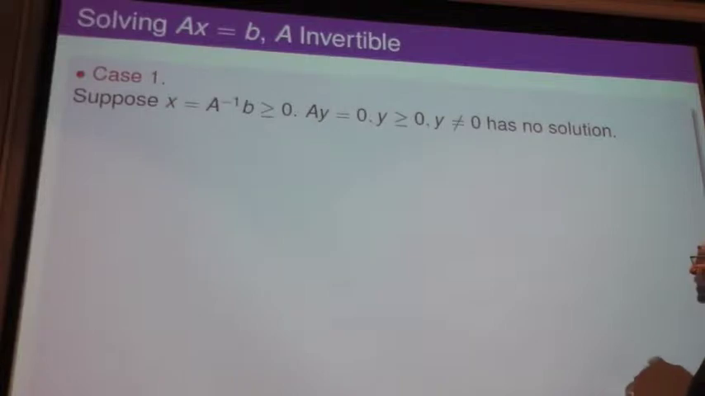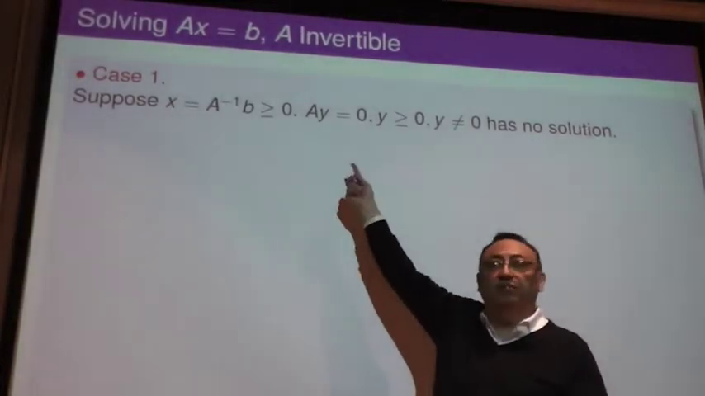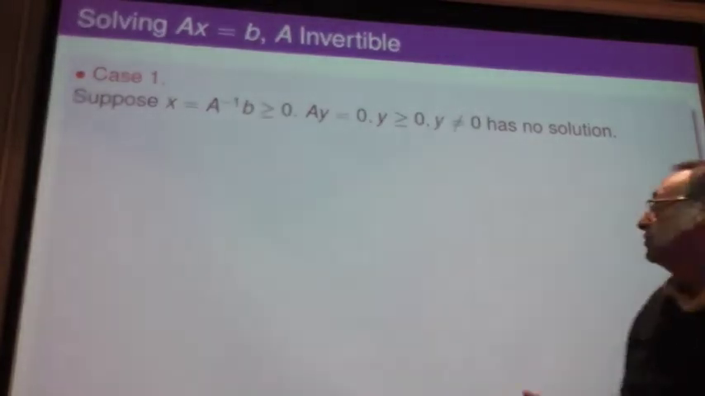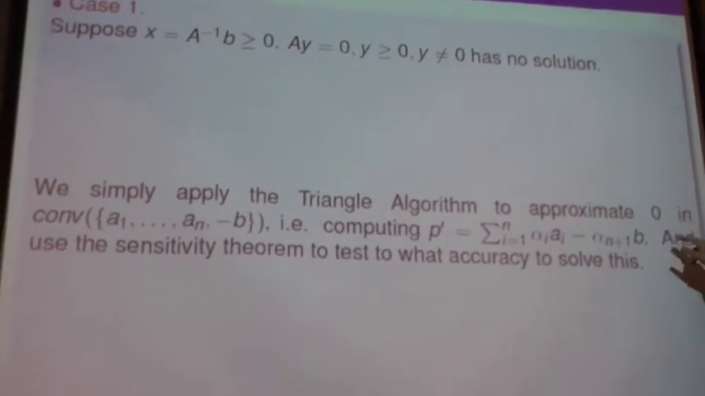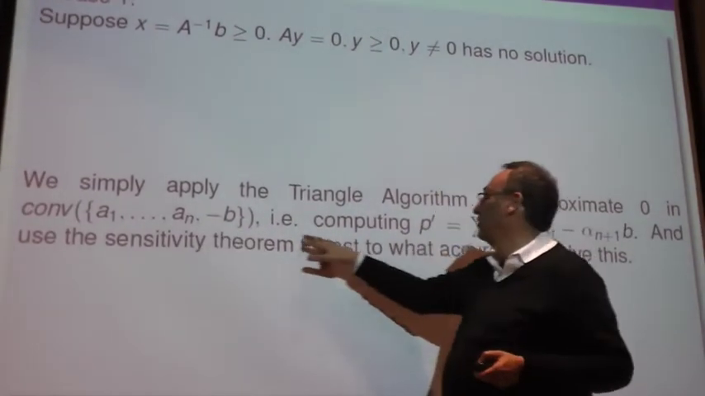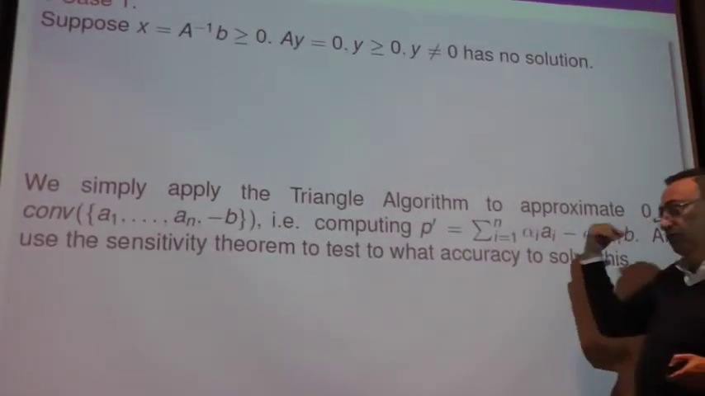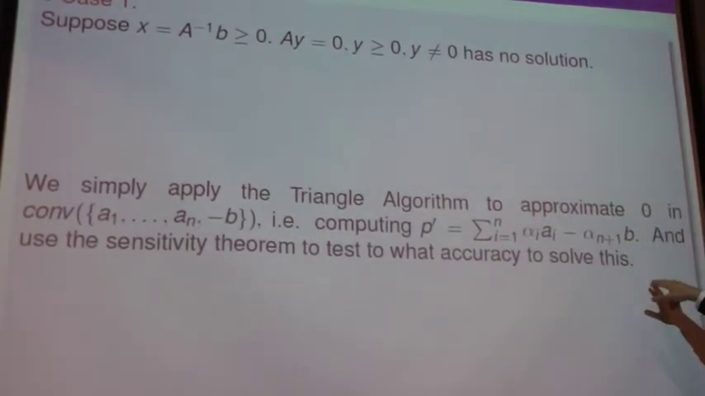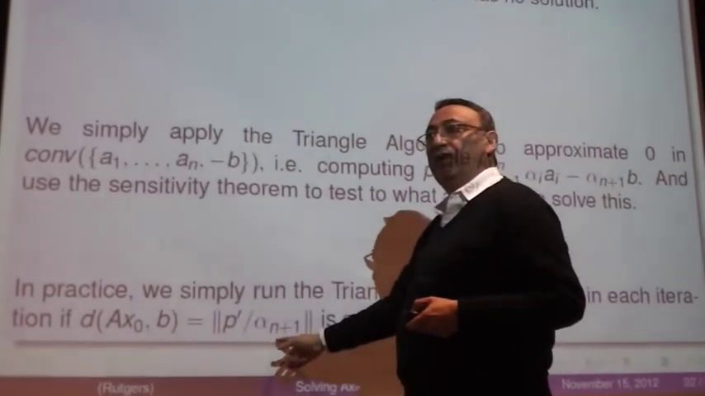Now, in this case, we know that this is empty because A is invertible. Since A is invertible, the only solution to AY equal to 0 is 0. So this means that I can apply the triangle algorithm to approximate 0 in this convex hull. So I compute such a point and use this theorem that I have, the sensitivity theorem, to test to what accuracy to solve this problem. And then we just simply divide by alpha n plus 1.